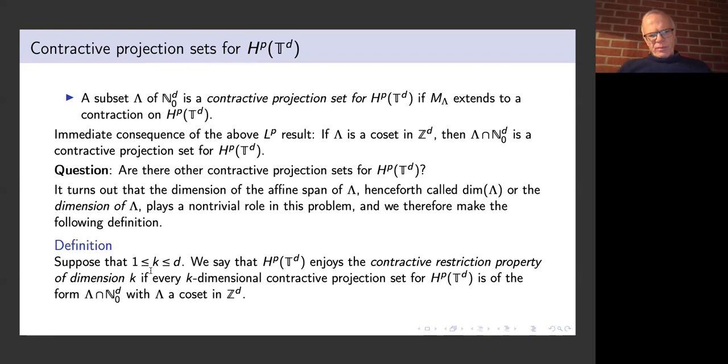So we have then a K which lies between 1 and d, and we say that HP of T^d enjoys the contractive restriction property of dimension K if every K-dimensional contractive projection set for HP is of the form given by this theorem that you had on the previous slide. In other words, when we have the contractive restriction property of dimension K, nothing surprising, nothing unexpected, nothing new happens compared to what you have already in LP. Okay, so the dimension of your set Lambda really plays a role. And now I will tell you what the theorem is.